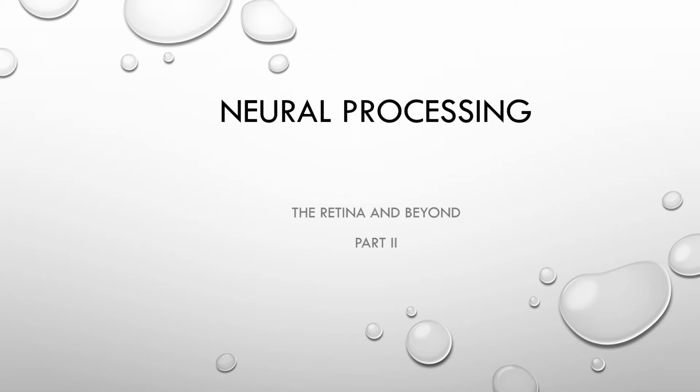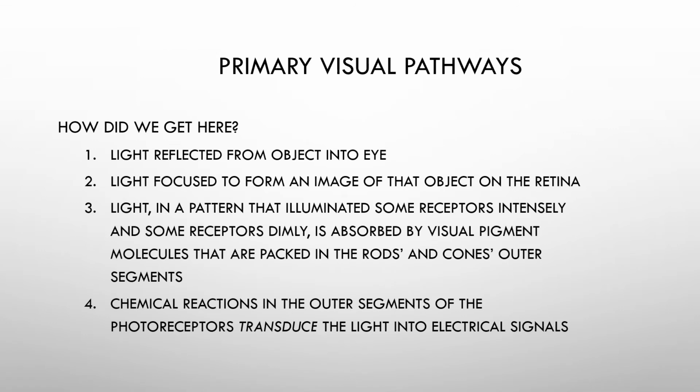All right, neural processing, the retina and beyond. Okay, we're going to get to our primary visual pathways, getting out of the retina. And first I'm going to do this, how did we get here? Which is an allusion to the Talking Heads, just so you know, of that song, How Did I Get Here?